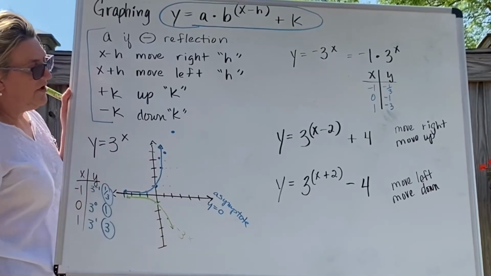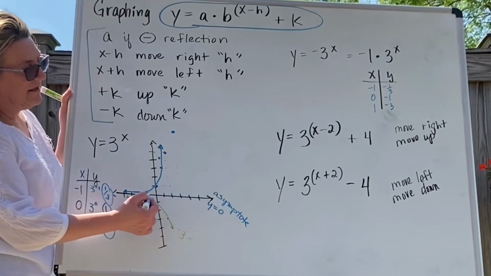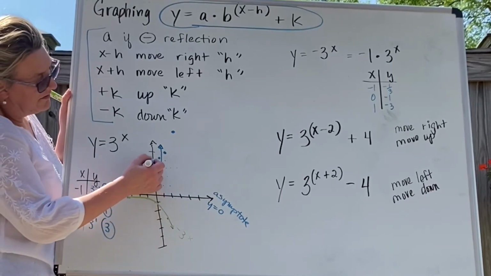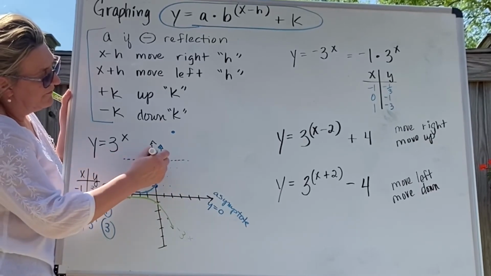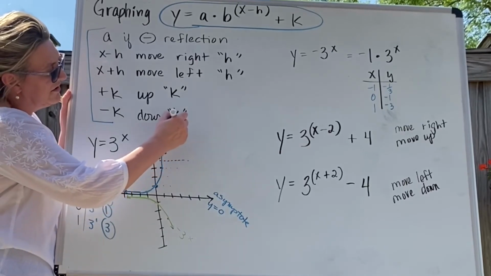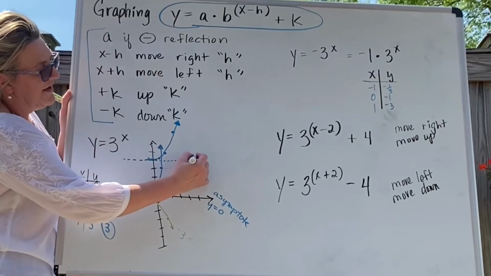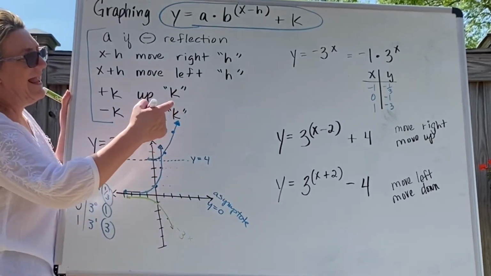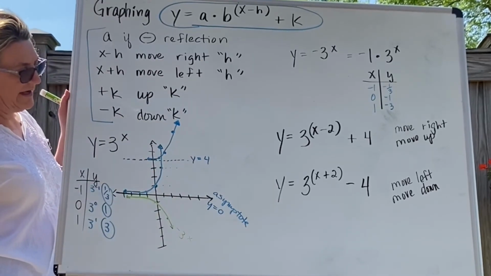So what you have noticed now is the actual x-axis has moved up 4 as well. This is called a translation, when you slide all the points right and left. And so now the asymptote is y equals 4. So whatever the k is, that's the asymptote's equation, y equals 4.